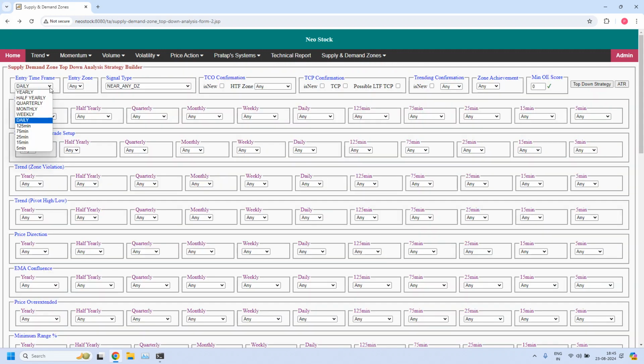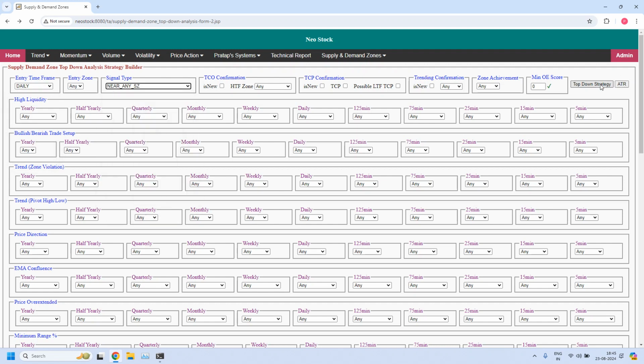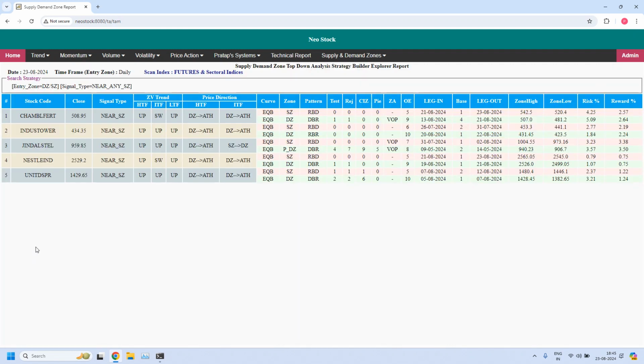And the next report for daily time frame, let us find the stocks near daily supply zone. 5 stocks are filtered and it seems there are no high liquidity zones. Yes, there are no high liquidity daily supply zones from this list.